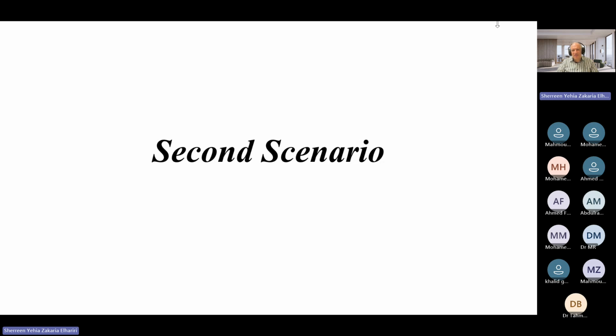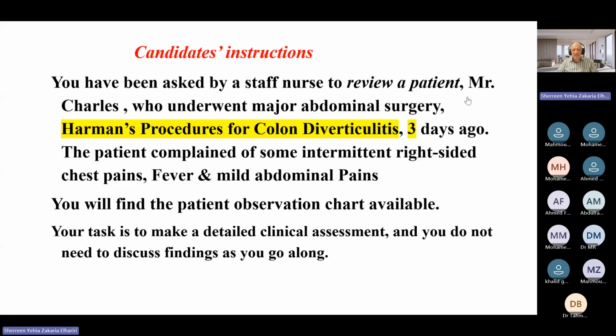So if I go to the second scenario, the same scenario, but with a little modification. What I changed is this. You have been asked by the staff nurse again to review a patient, Mr. Charles, who underwent a major abdominal surgery, a Hartmann procedure for colonic diverticulitis, 3 days ago. The patient complained of intermittent right-sided chest pain, fever, and mild abdominal pain. You will find the patient observation chart. You take a detailed clinical assessment, the same as we mentioned before.